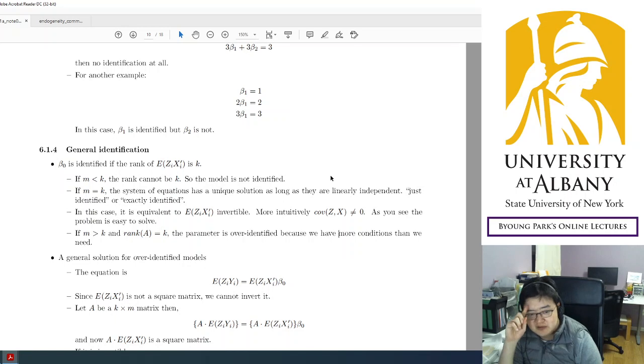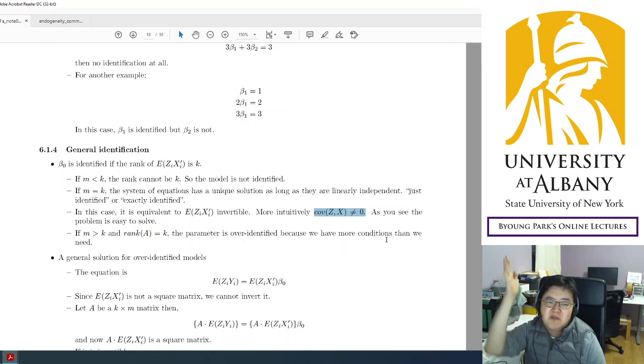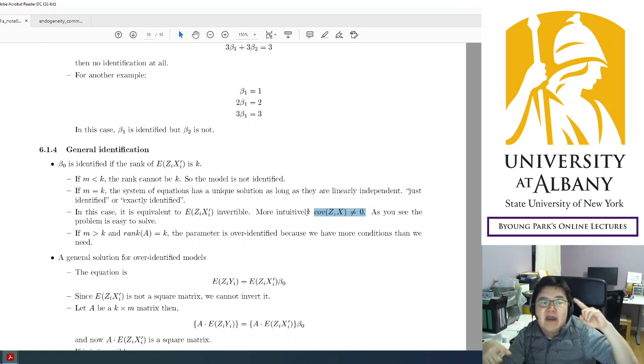And in our previous example, we had this in the denominator, if you remember. In the scalar case, in the denominator you had the covariance between z and x, and we need to assume that the denominator is different from 0. This relevance assumption is generalized to invertibility. So in one dimension, you should be able to divide something by this covariance. But in matrix form, you should be able to have an inverse matrix. You need an inverse matrix of this matrix.